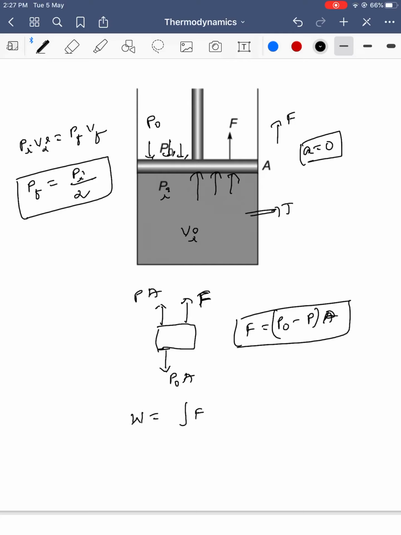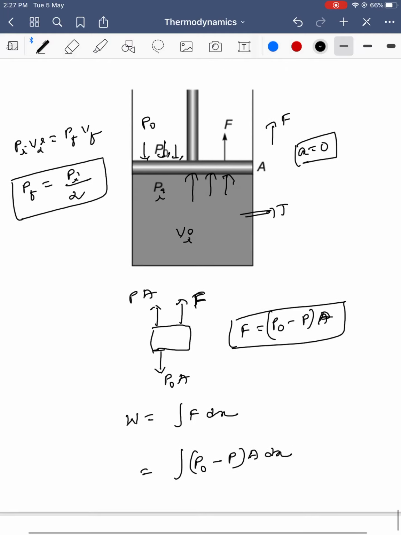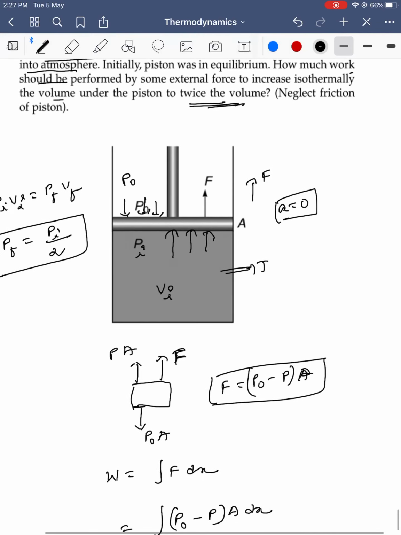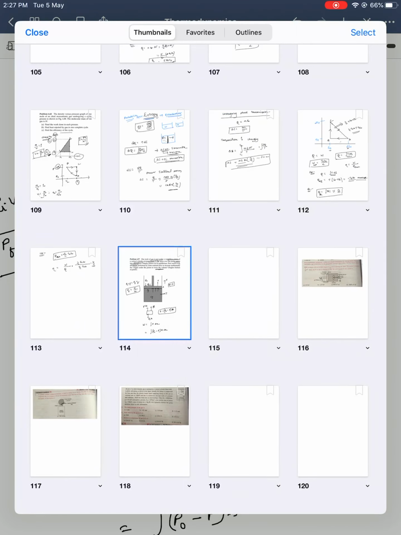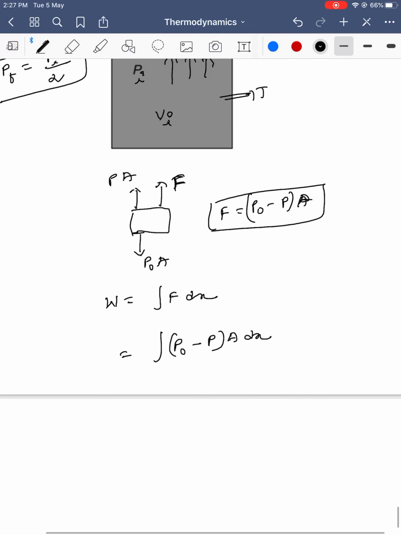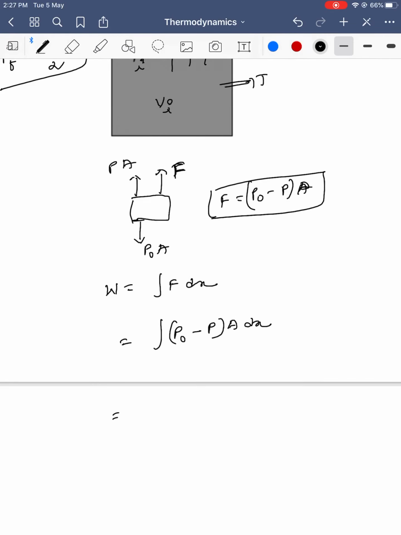integral F into dx. So force is (P0 minus P) into A into dx. What is A into dx? It is nothing but the small change in volume dV. So the integral of (P0 minus P) into A into dx is nothing but the integral of (P0 minus P) dV.